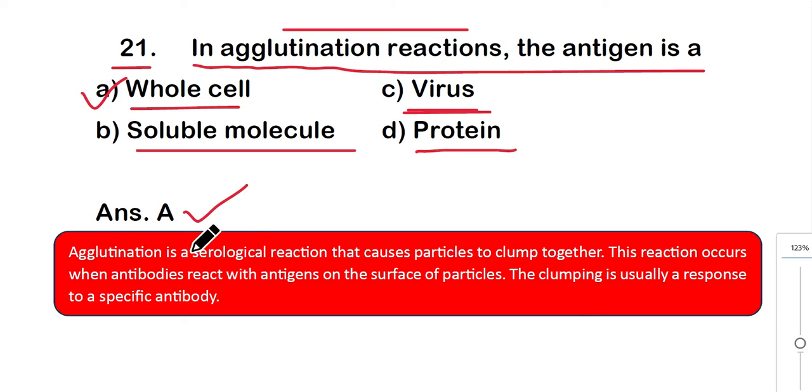Agglutination is a serological reaction that causes particles to clump together. This reaction occurs when antibodies react with antigens on the surface of particles. The clumping is usually a response to a specific antibody. So against this antigen, which is the whole cell, the antibodies bind to them and clump together. So we get a precipitate of particles. That process is known as agglutination reaction.